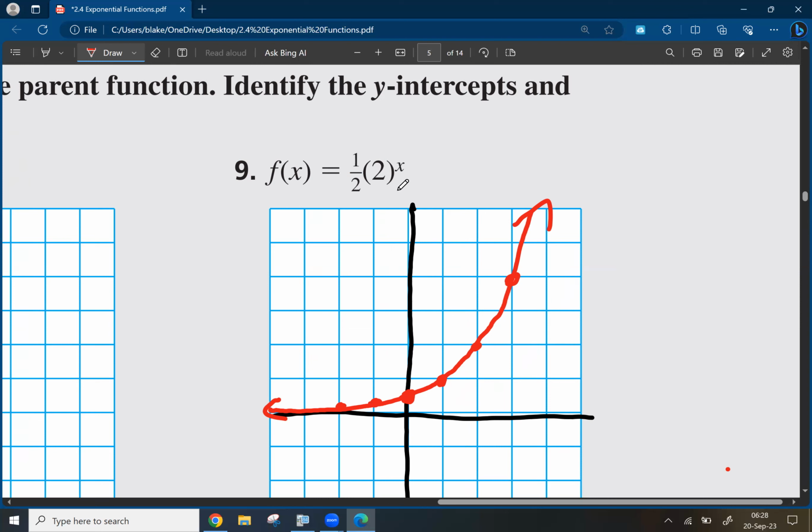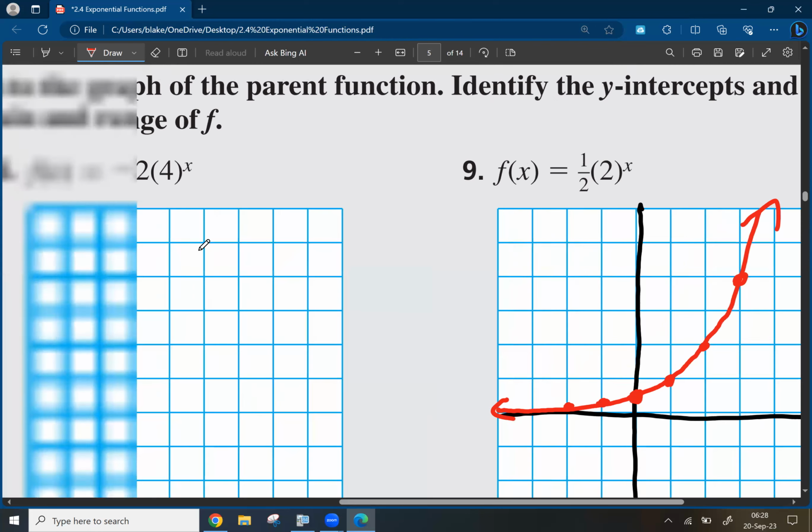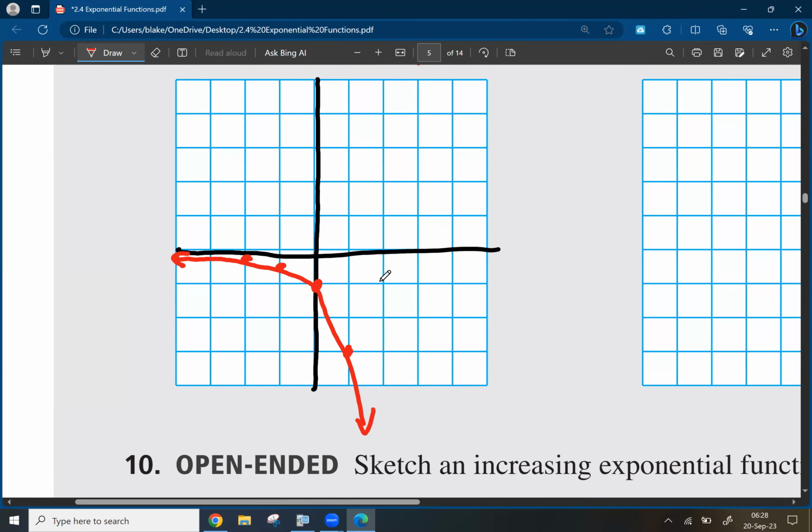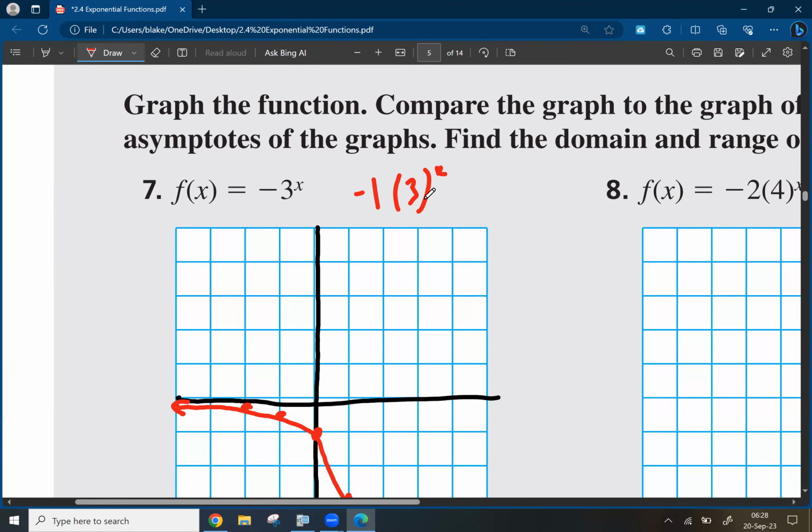So the b value is an indicator of what you're growing by. So if it was three, we would be tripling numbers every time. If it was 1/4, we would be cutting them by 1/4 every time. So the b value is how much you're growing by. So here at 3, you could see what we were doing is we were tripling. We were at 1/3, then we went to 1, then we went to 3, then we were going to go to 9. So it's tripling. It's tripling upside down because it's negative, but it's still tripling.